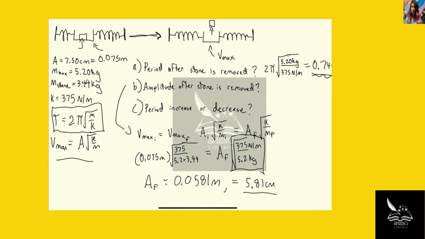And so we can deduce from this equation that the period is proportional to the square root of mass, which means that as the square root of the mass increases, so does the period, and vice versa. So if the mass has decreased, that means that the square root of mass has decreased and that the period has decreased. So we know that the period after the removal of the stone will have decreased.